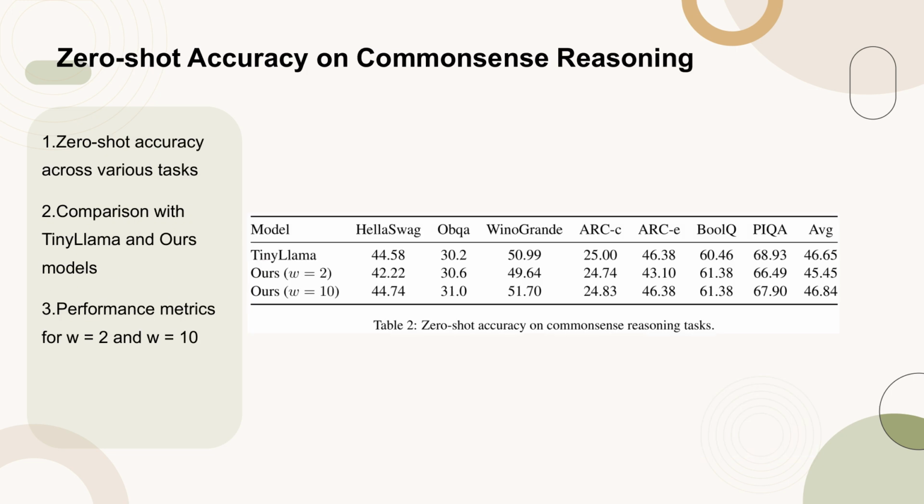Table 2 presents the zero-shot accuracy of our models on common-sense reasoning tasks. It compares the performance of TinyLlama, our model with W equals 2, and our model with W equals 10 across tasks like HellaSwag, Obqa, WinoGrande, ARC-C, ARC-E, BoolQ, and PIQA. The table highlights that our model with W equals 10 maintains nearly the same performance as TinyLlama, while our model with W equals 2 shows a slight decrease in performance but achieves higher throughput.